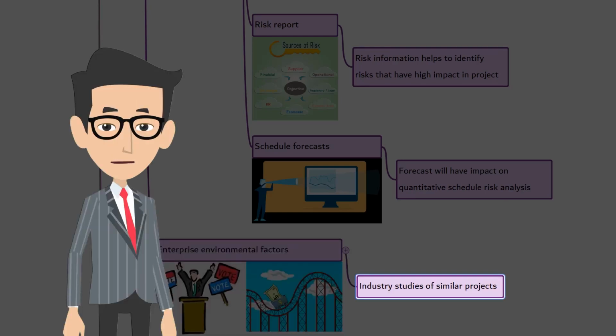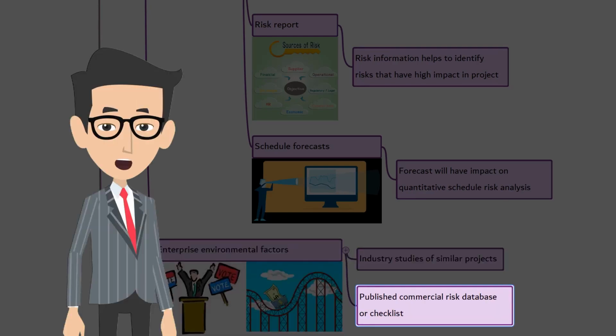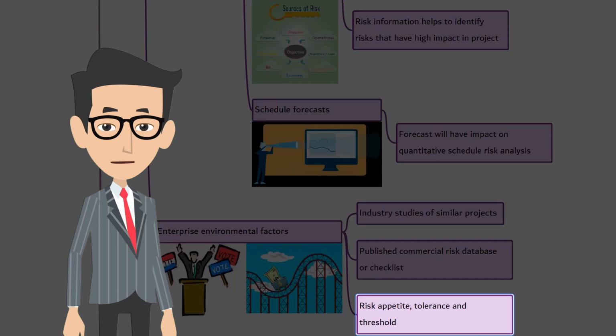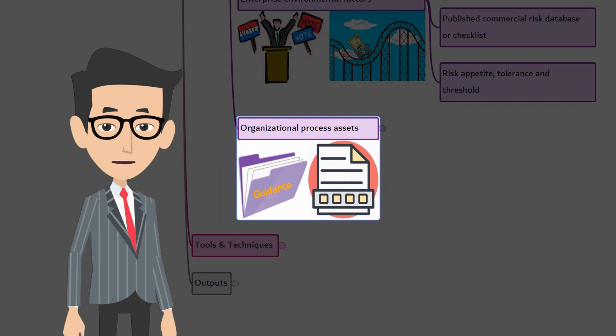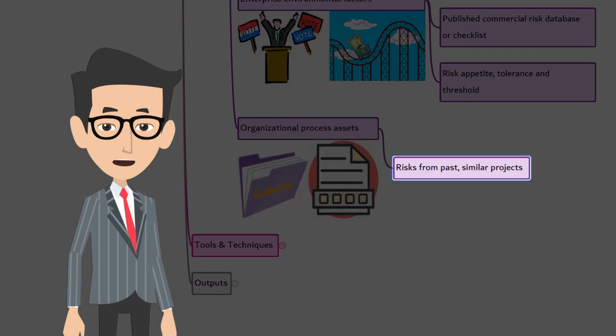Industry studies and similar project studies, published material including commercial risk database or checklist, organizational risk appetite, tolerance, and thresholds help you to identify the impact of risk, rank them, and determine which response strategies to use. The fourth and the last input is organizational process assets. Information from similar past completed project is one of the key inputs from OPA.